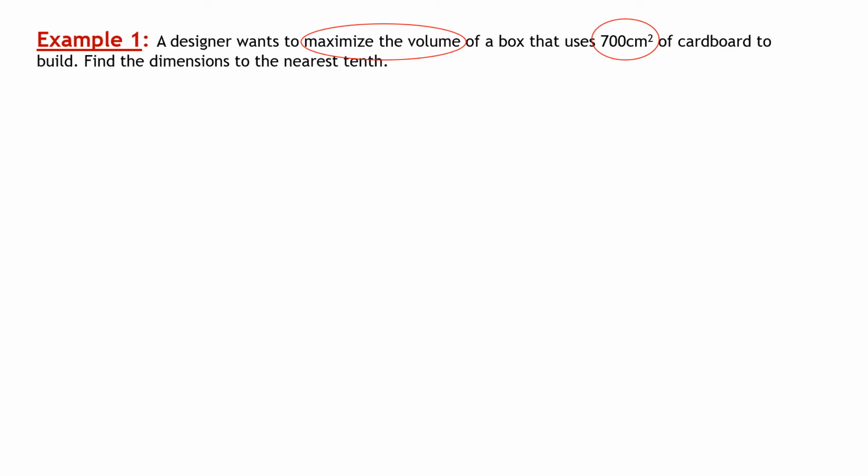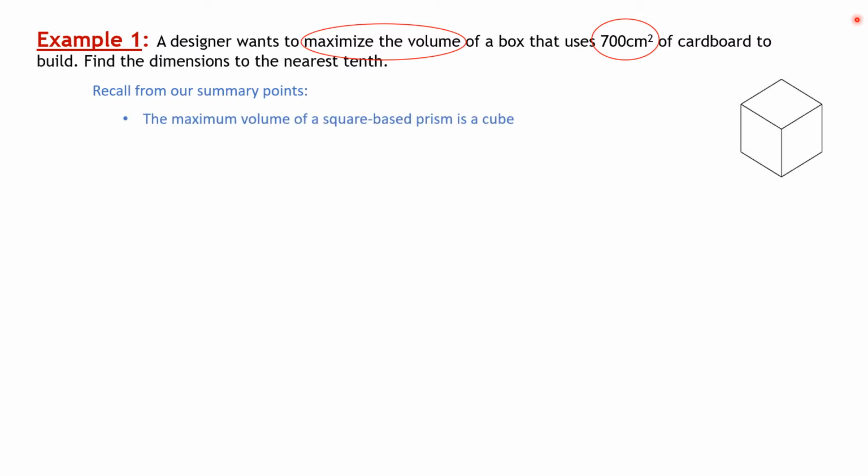But look at this number here. So here's the word volume, but over here this is in centimeters squared. That's not a volume number. We've got volume information here in the question that's important, but over here we've got a surface area number. So this is not a volume number, it's a surface area number. So what should we do? Let's think back to the points that I just read out. One of them is that the maximum volume of a square-based prism is a cube. So he's going to have to take this amount of cardboard and shape it into a cube if he wants to maximize his volume. It's going to have to be a cube.